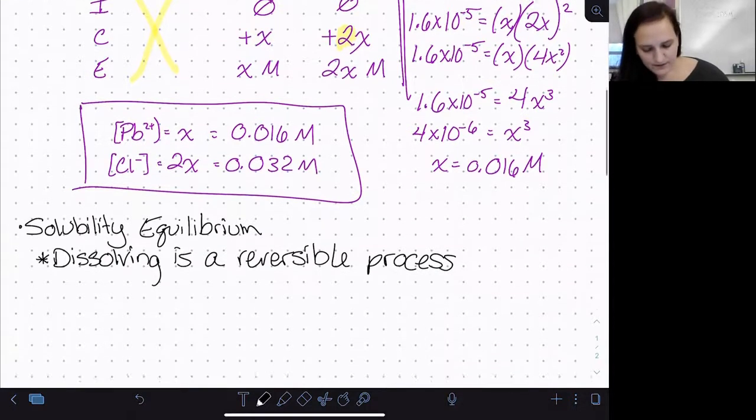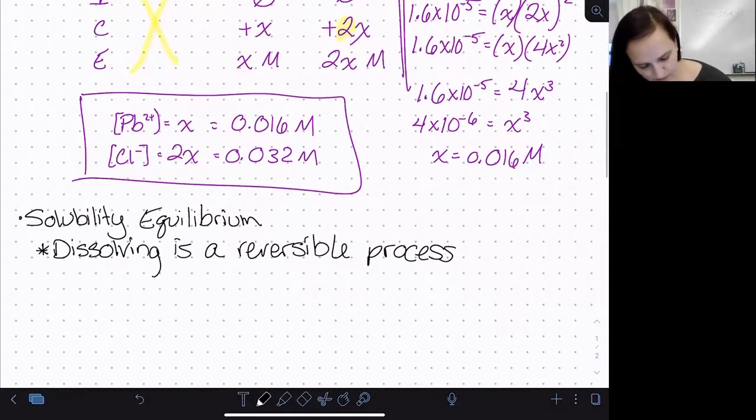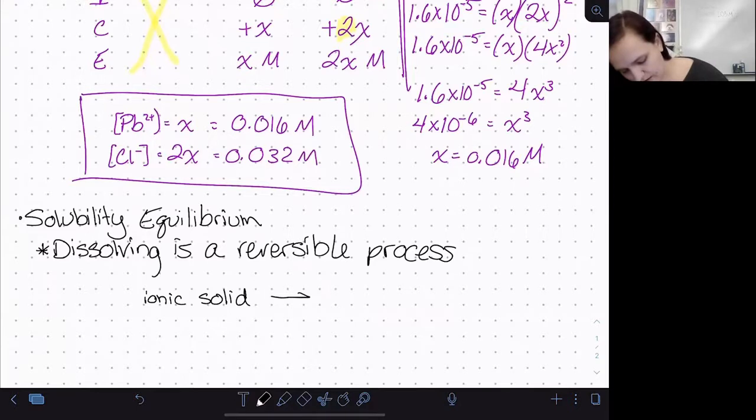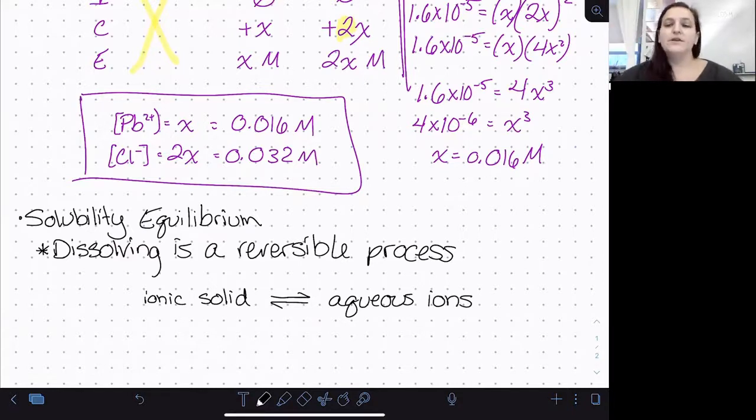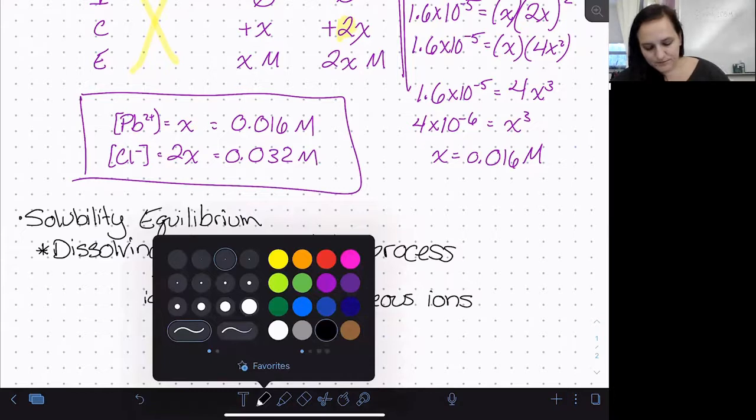So a solubility equilibrium is always an ionic solid in equilibrium with its aqueous ions. We wrote these types of reactions in our very first unit, in our solubility unit, as being reactions that go to completion, something that only goes one way. But really, these are reversible processes.